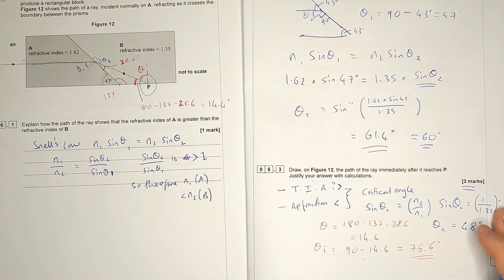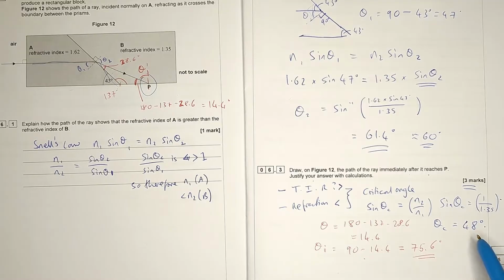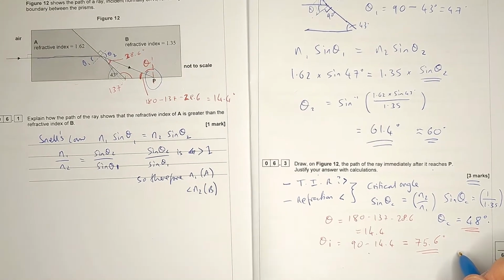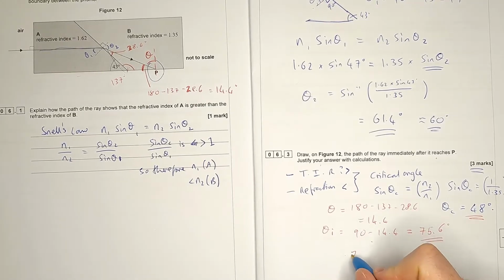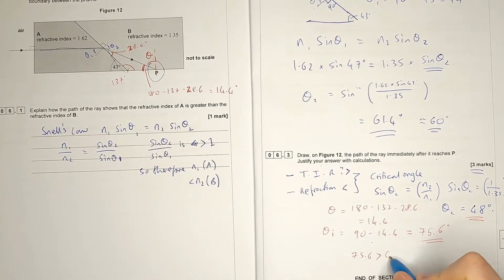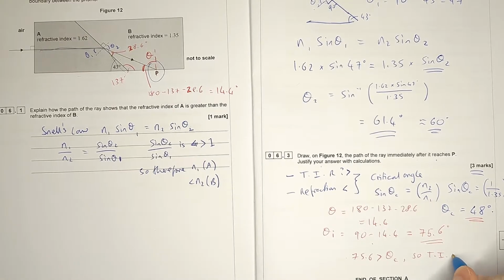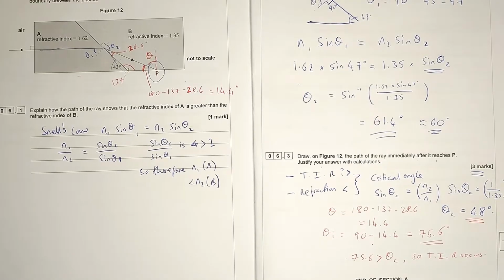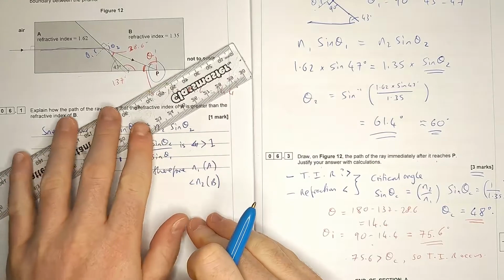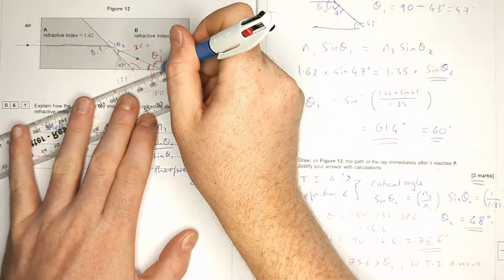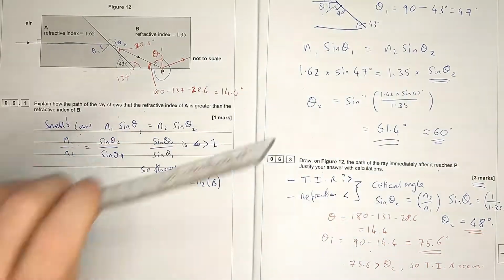Now the last bit is to figure out, well, is this going to be greater than the critical angle or not? Hopefully it's obvious this definitely is bigger, but you have got to say it, and therefore you can say 75.6 is greater than the critical angle, so total internal reflection occurs. And we have got to draw it on, so let's get ourselves our ruler, and we're looking for the angle of incidence to be roughly the same as the angle of reflection, so it should be something like this to get our full marks for that question.